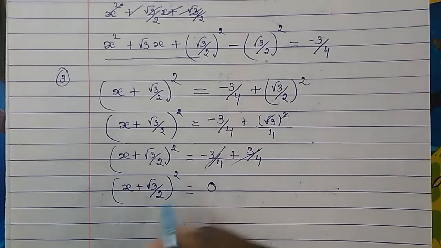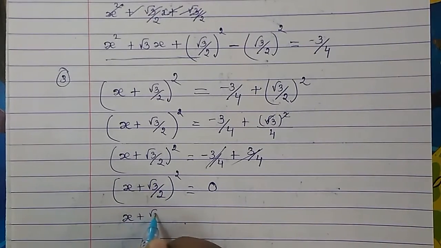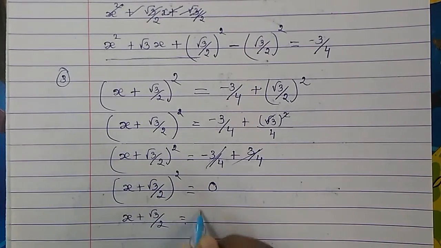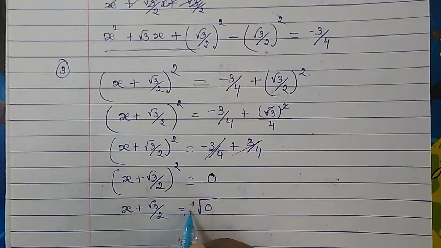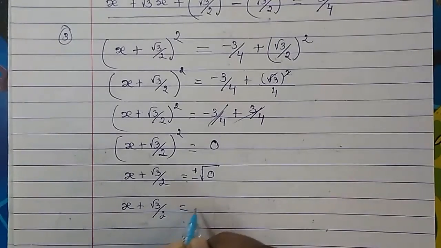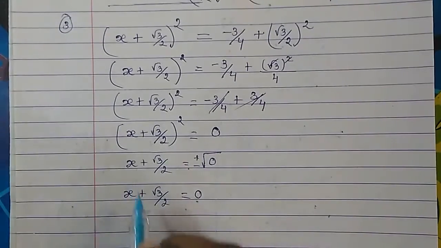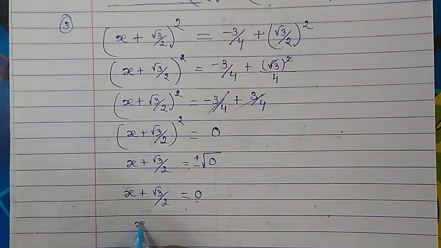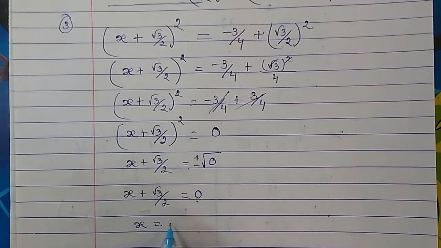So now when the square you bring it here, it will become root plus minus, whether plus or minus doesn't make any difference. So we will get 0. Okay, so now let's bring this side. So that means x equal to, this comes this side means minus.